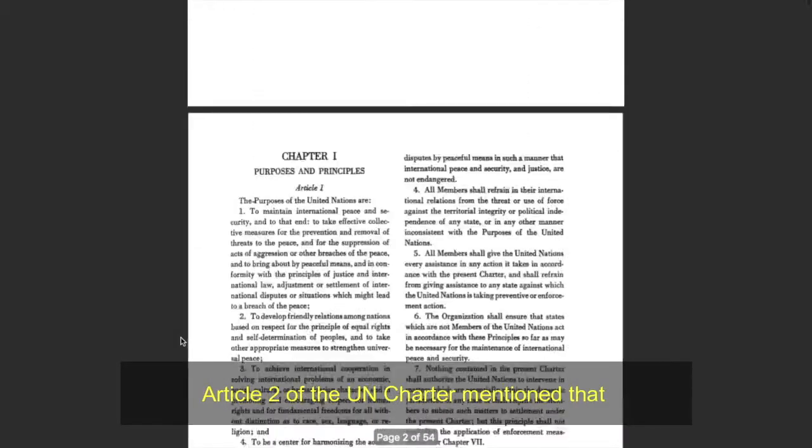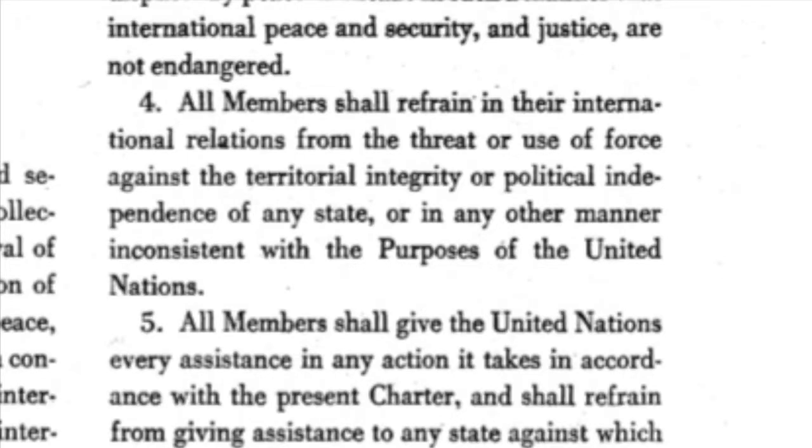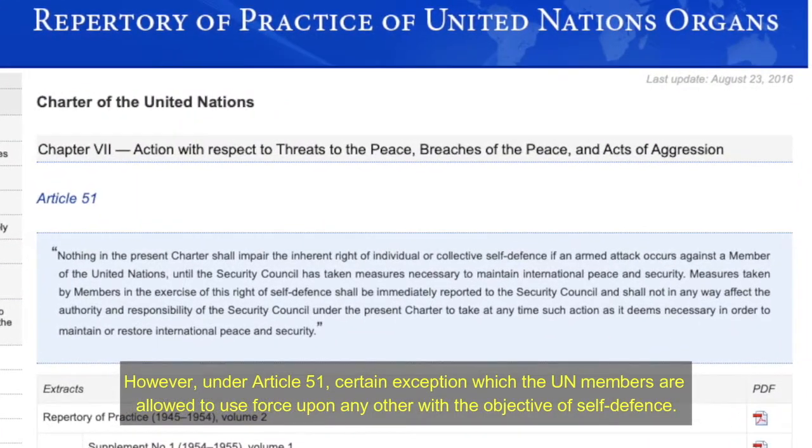Article 2 of the United Nations Charter states that all members shall refrain in their international relations from the threat or use of force against the territorial integrity or political independence of any state, or in any other manner inconsistent with the purposes of the United Nations. However, under Article 51, there is an exception which allows members to use force against another state for the objective of self-defense.